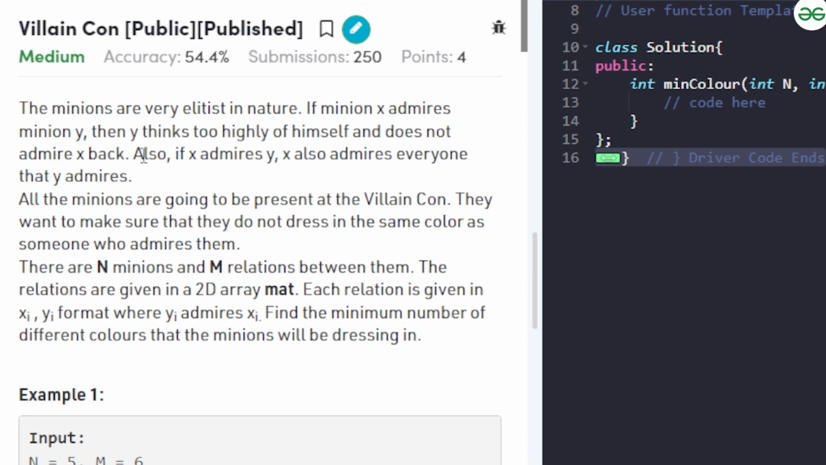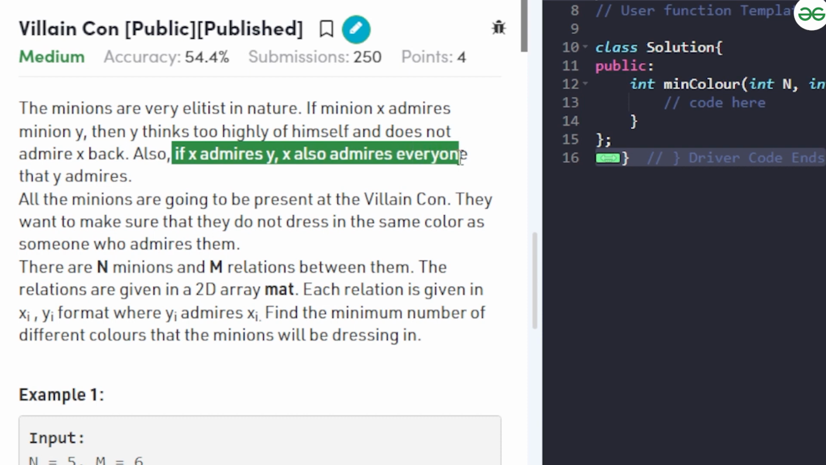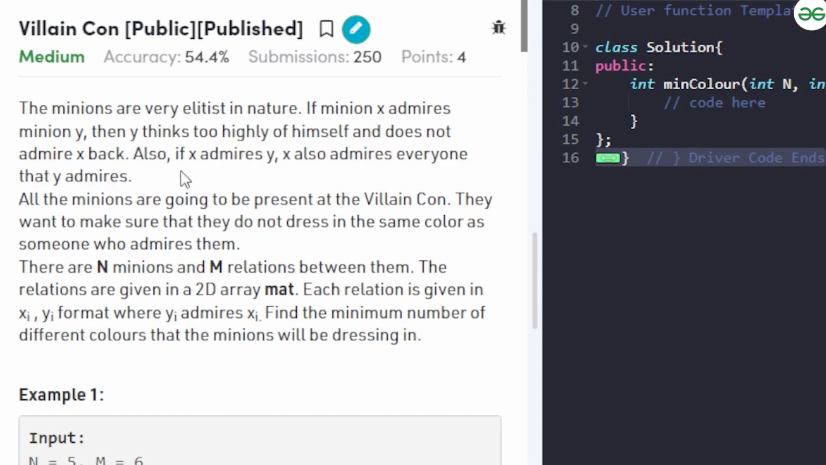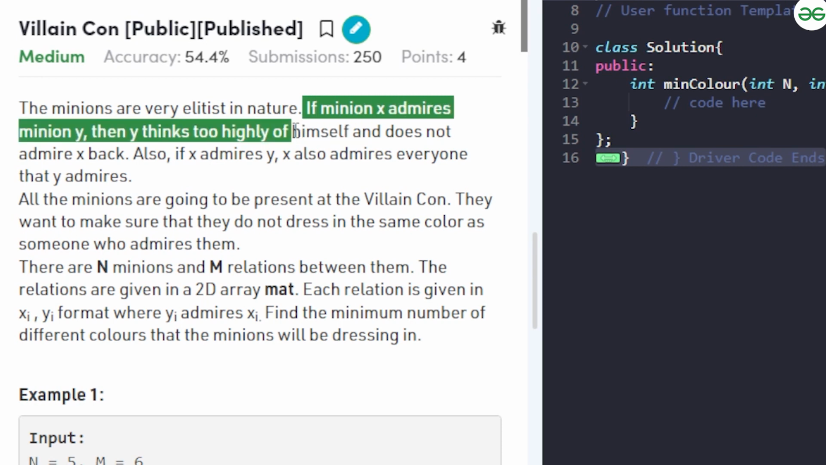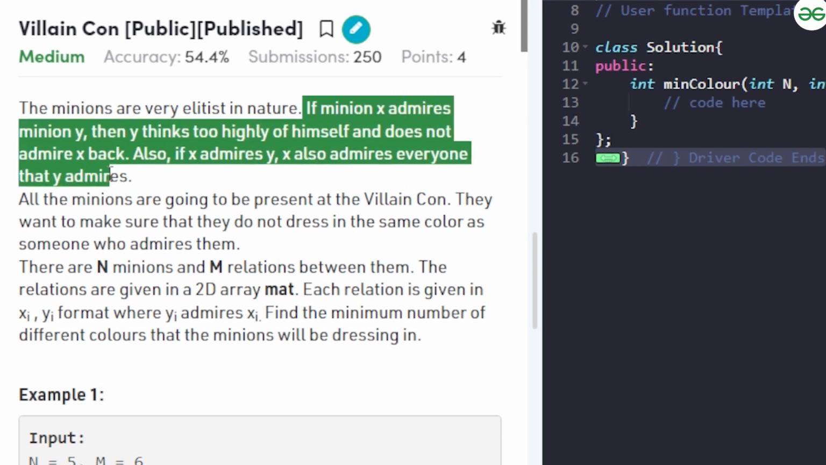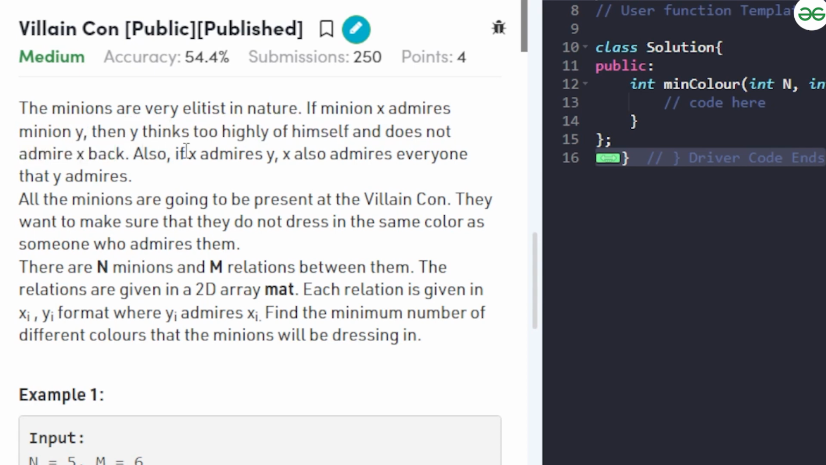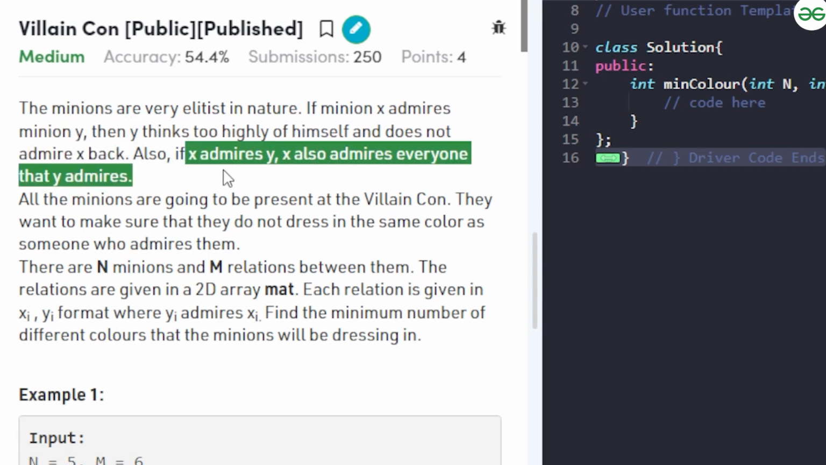First let's read this whole statement, then we will understand all the points which are given to us in the problem statement. Also, if X admires Y, X also admires everyone that Y admires. So these are the 2 points which are written. The first is that if X admires Y, it is not necessary that Y admires X back. And the second thing is that if X admires Y, it also admires everyone that Y admires.